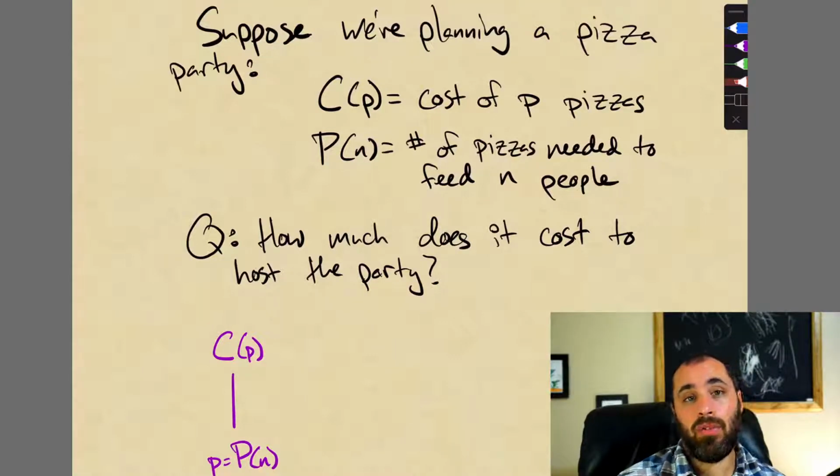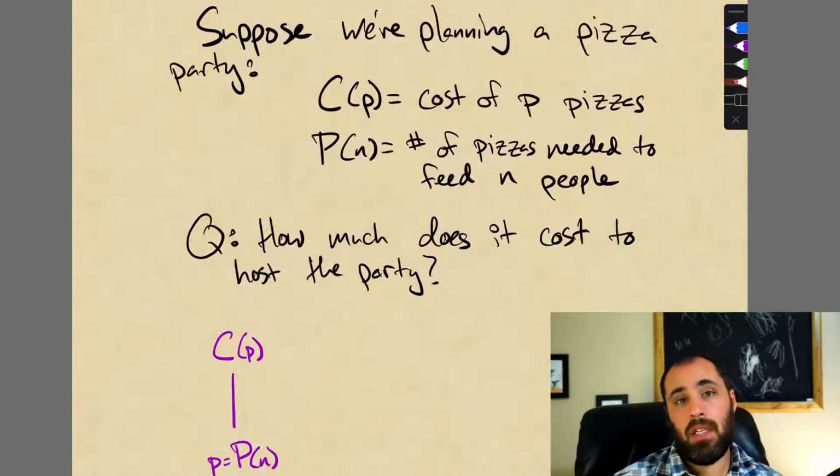We could talk about two functions here, C of P, which is the cost of buying P pizzas, and P of N, which is the number of pizzas we would need for a party with N people. And if we wanted to know how much it costs to throw the party, we would need to know both of these functions put together.